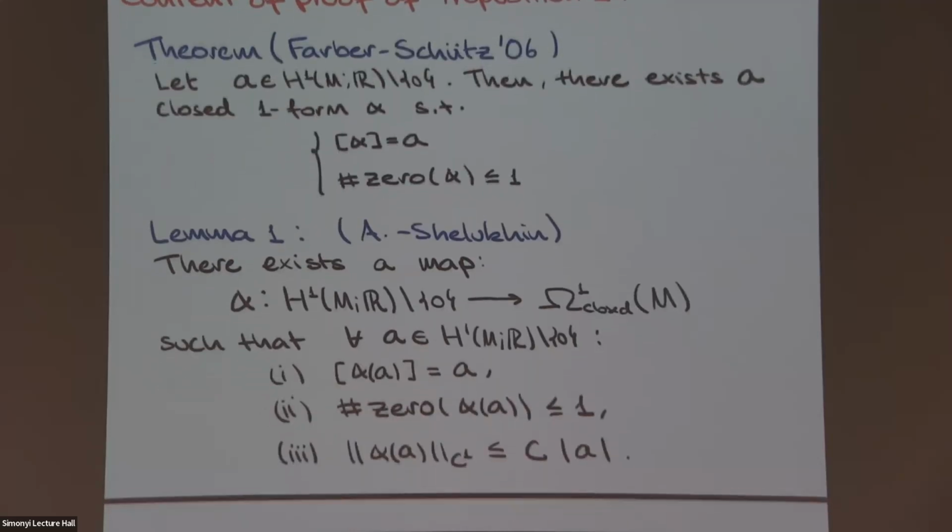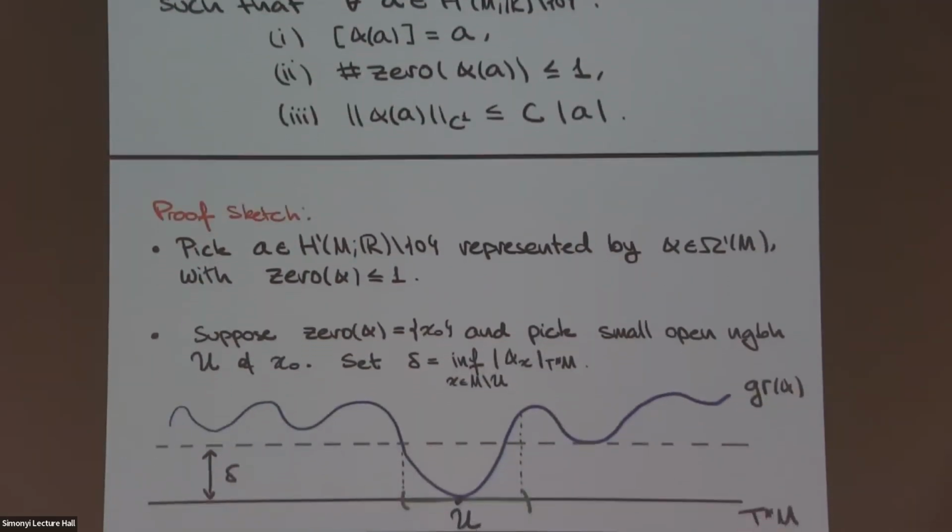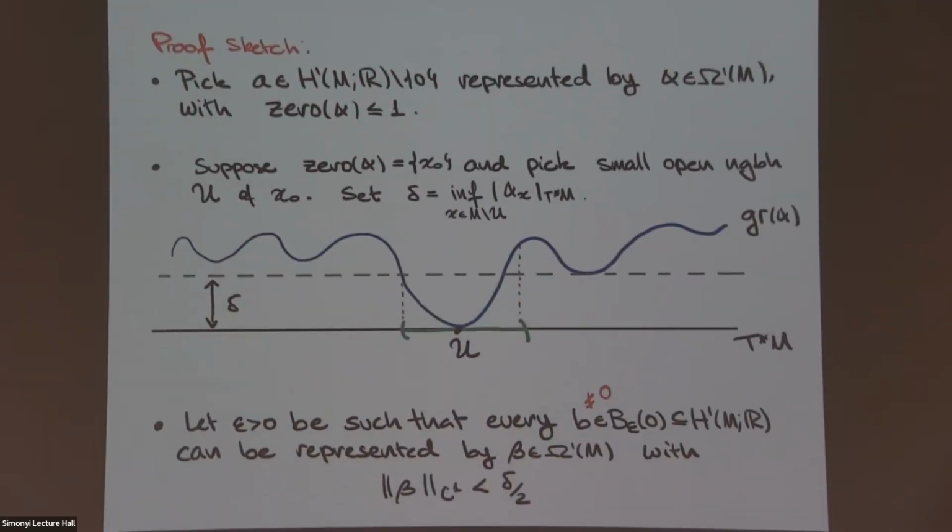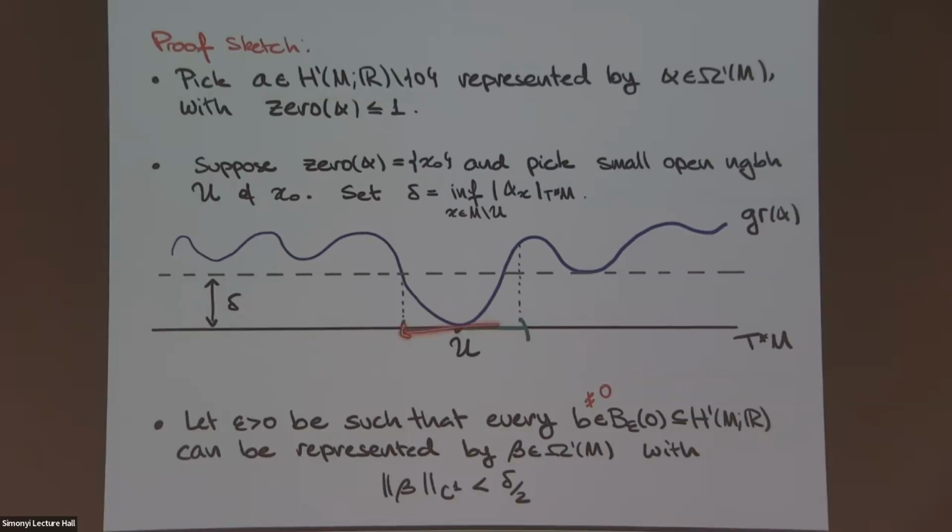Okay, so how do we prove this lemma? First we pick some non-trivial homology class, and pick the representative given by the Farber-Schütz construction. That's going to have at most one zero, and we can take care of the case where it has one zero, which is a bit harder. So this graph is going to look something like this in the cotangent bundle. You have only one zero, and we can pick some contractible neighborhood of the zero in the base, in the manifold.